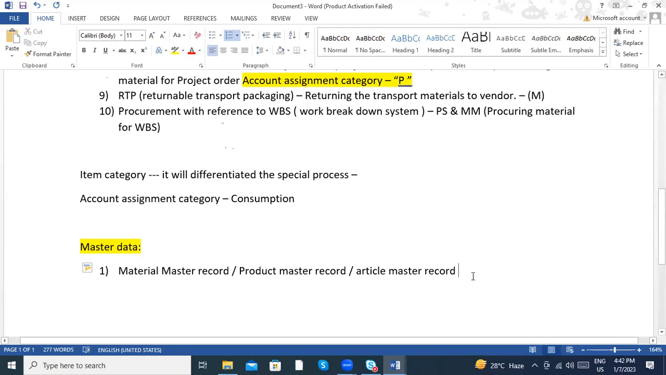The second is the vendor master record. Just a minute.